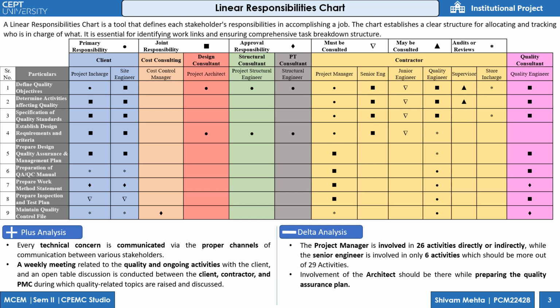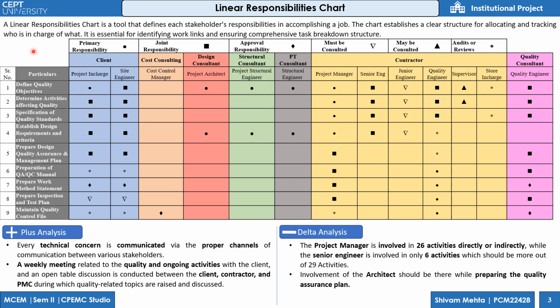We'll go through the LRC, Linear Responsibility Chart. LRC is a tool that defines each stakeholder's responsibilities in accomplishing a job. So these are the legends for the chart, and these are the stakeholders like client, cost consultant, design consultant, structural consultant, PT consultant, contractor, and quality consultant.